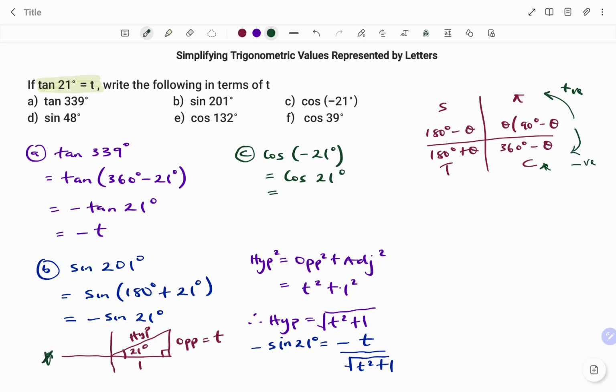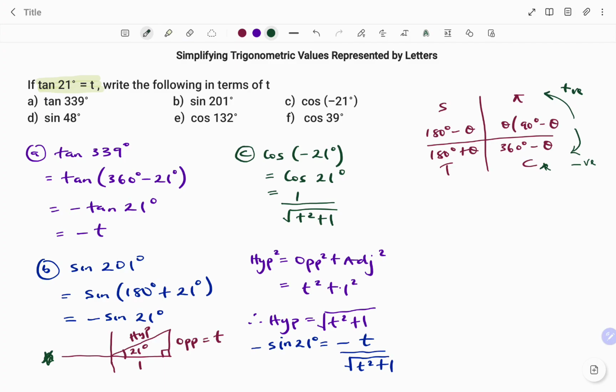So using the same diagram given, we have adjacent. Adjacent is 1 over hypotenuse. That will be root of t squared plus 1. Let's look at D. D is sine 48 degrees.